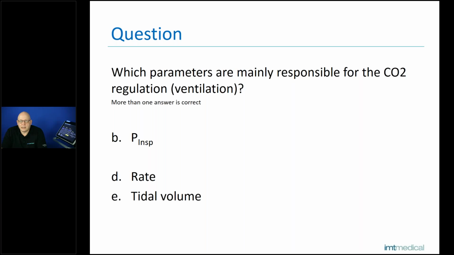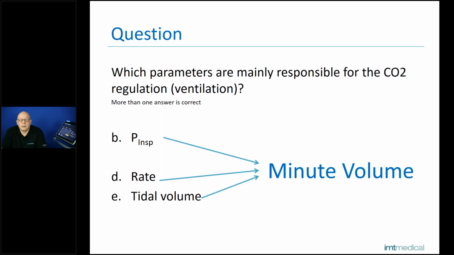These are the three correct answers: the inspiratory pressure, the respiratory rate, and or the tidal volume. This means everything of these three parameters at the end are resulting in minute volume. And this is what AVM mainly does if you control the minute volume. You're looking for the CO2. You have to set your PEEP and you have to set your FiO2 manually, but everything you do with the minute volume is mainly for the CO2 management of the patient.